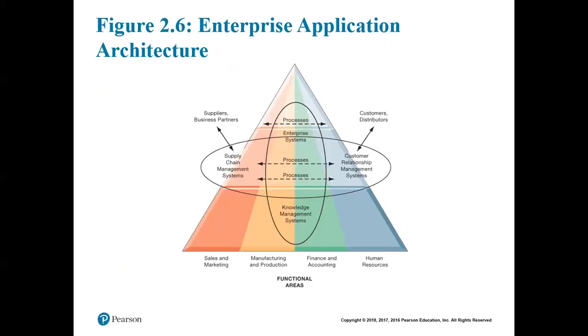Here you can see in the triangle, we have different organizational units of our organization. The two intersecting ovals are really our supply chain management system, our knowledge management system, and our CRM system, all spanning the entire breadth of our organization.